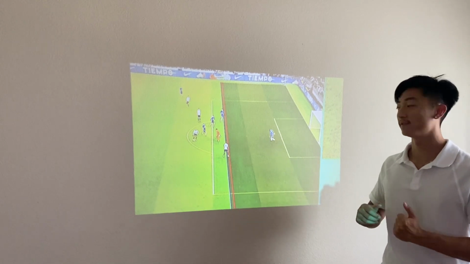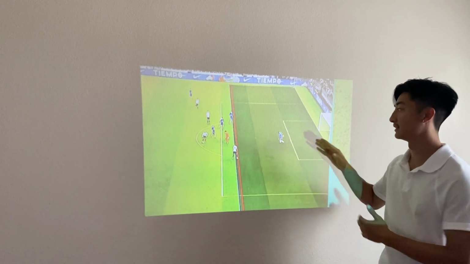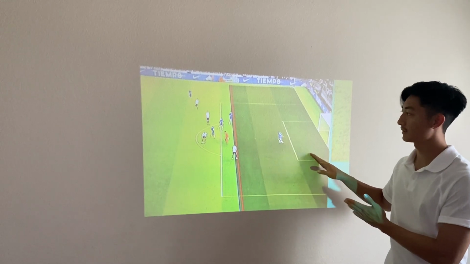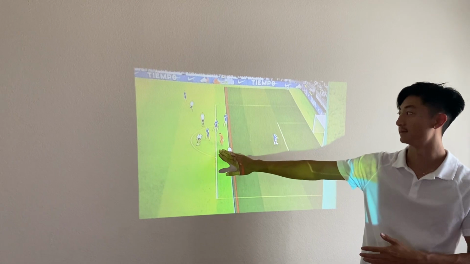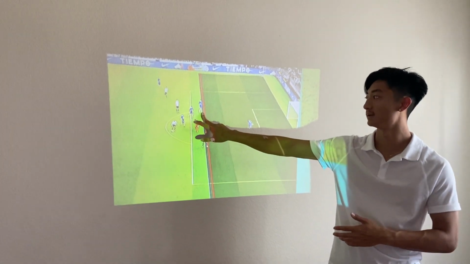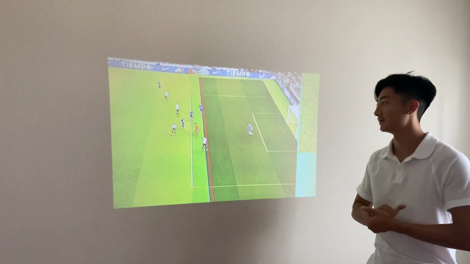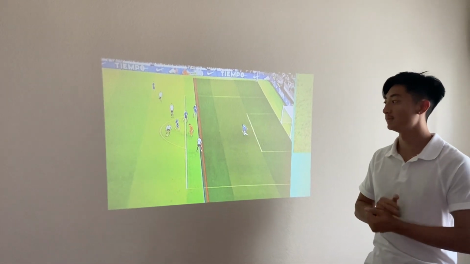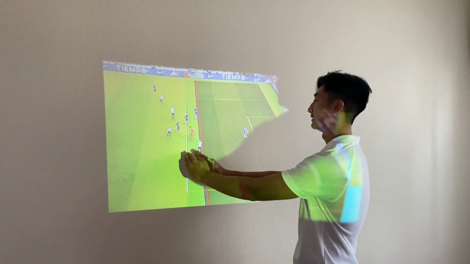Usually the last defender is not the goalie, like this scenario. But in this scenario, the goalkeeper is here, this is the last defender, and this now becomes the goalie. And to beat that offsides trap, the player must be here.